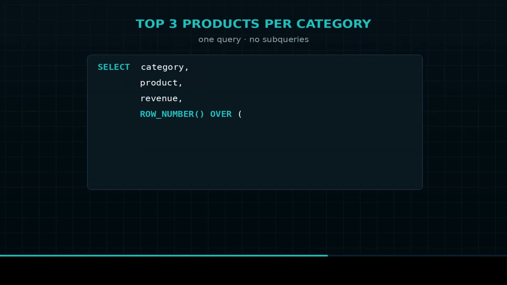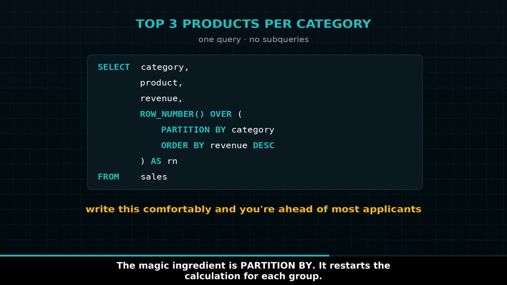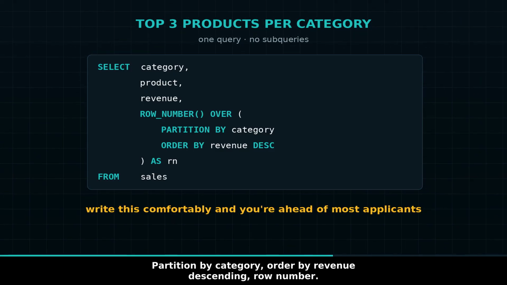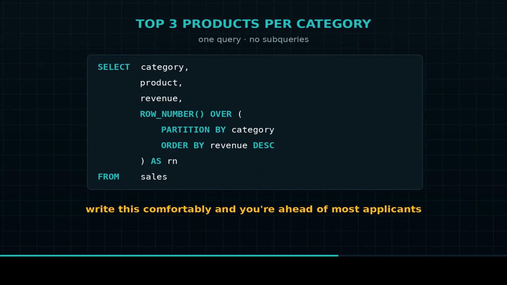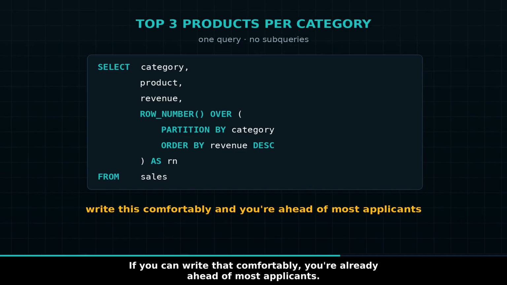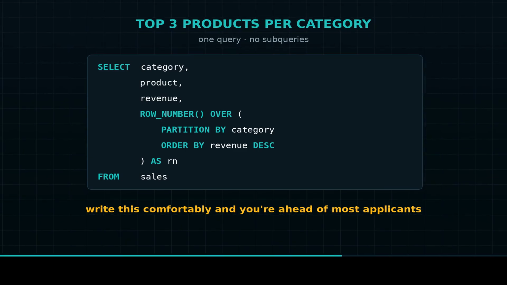Cumulative revenue by day. The magic ingredient is partition by. It restarts the calculation for each group. Partition by category, order by revenue descending, row number. And there's your top products per category. One query, no subqueries. If you can write that comfortably, you're already ahead of most applicants.